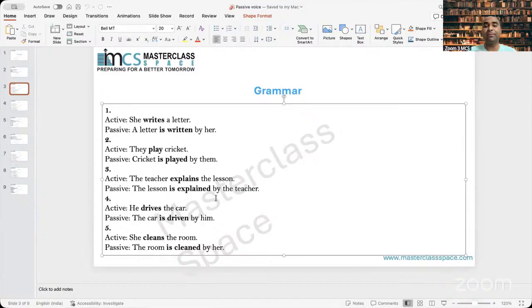Driven is an irregular verb. So in 90% of cases, ed is used for verb third form, and in 10% of cases, that is called irregular verb. It can be er, it can be en, it can be tn. So there are many words. Okay. So the lesson is explained by the teacher. The car is driven by him. She cleans the room. So the room is cleaned by her. And what if the rooms? So the rooms are cleaned by her.